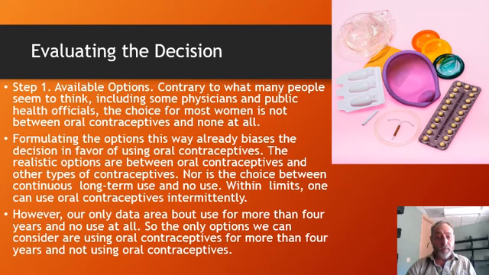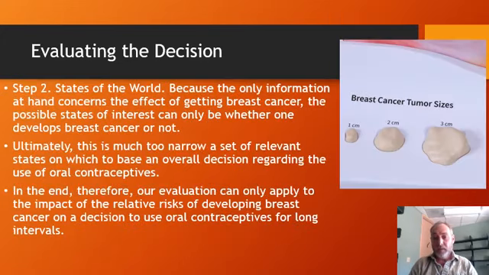So, for our purposes, we will only consider two options: using oral contraceptives for more than 4 years and not using oral contraceptives at all. The reason is that's the only data we have. The information from the study you're evaluating will guide your decision. You're only going to have limited information, and your options will be limited by that.